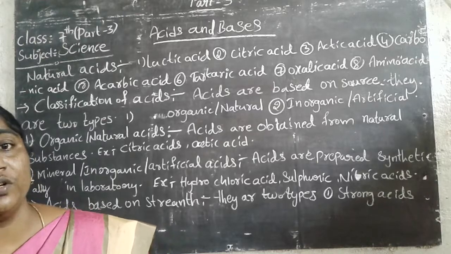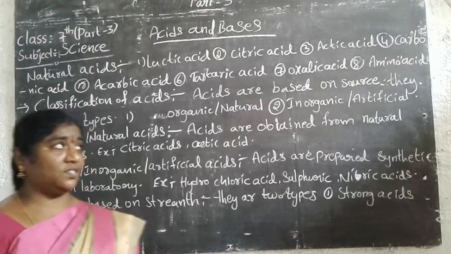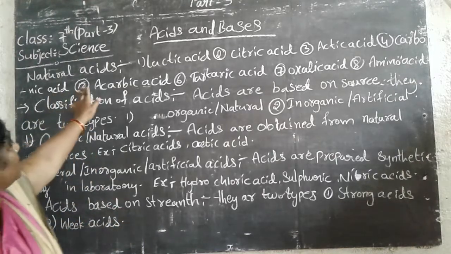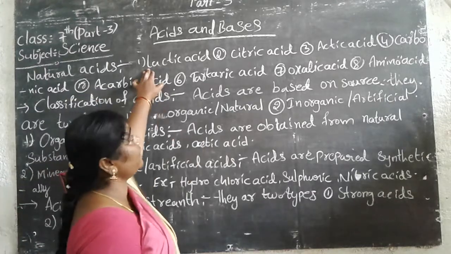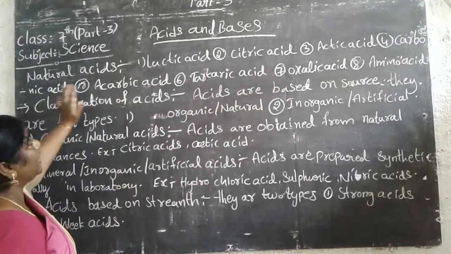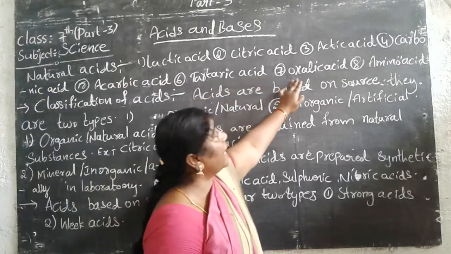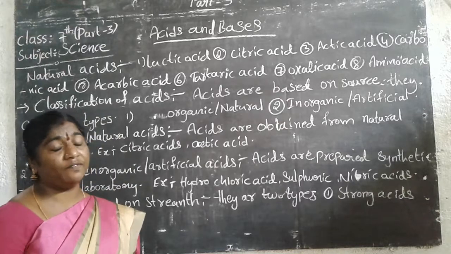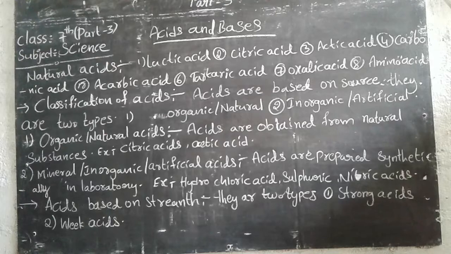Now in this session we are going to learn about acids. What are the acids? What are the natural acids? Just look at the board. The natural acids are lactic acid, citric acid, acetic acid, carbonic acid, ascorbic acid, tartaric acid, oxalic acid, and amino acids. There are 8 types of natural acids.